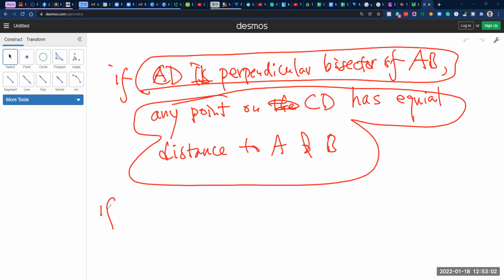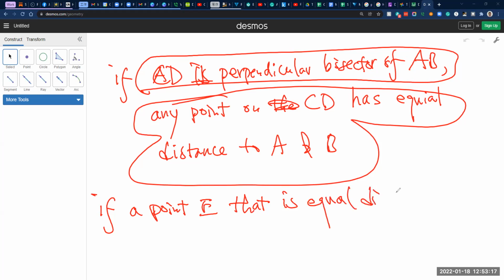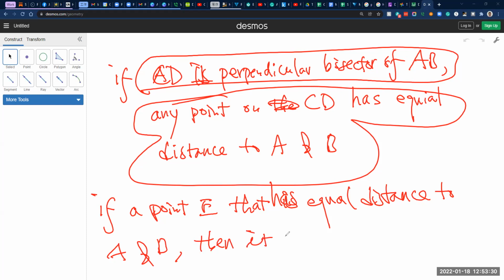We're saying that if there is a point E that has equal distance to A and B, then it is on a perpendicular bisector.